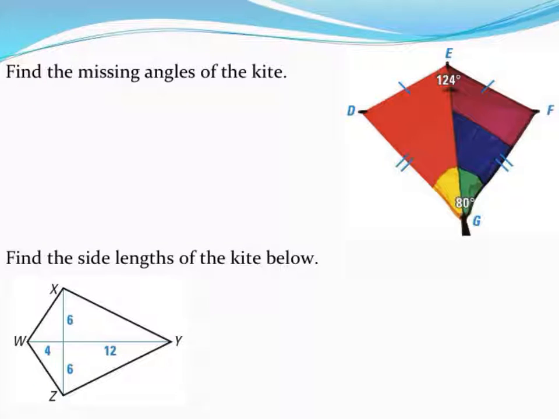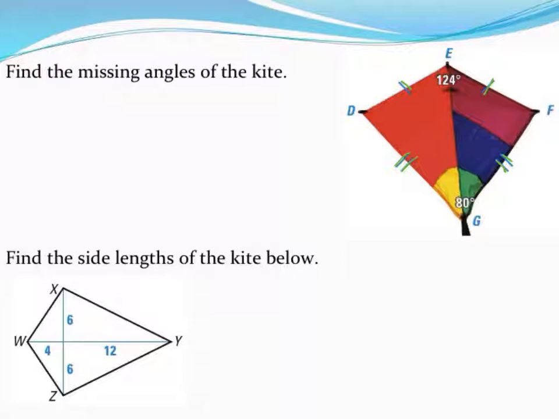One of the properties I know about kites is that they have exactly one set of congruent angles. In this first diagram, I'm given a kite. I can see that I have two sides that are congruent and next to each other, and then two more sides that are congruent and next to each other. That's what makes a kite a kite.